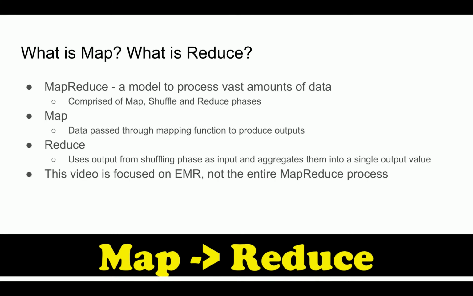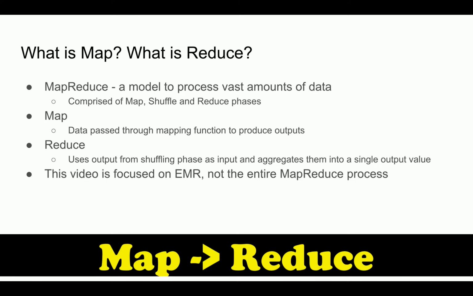Now, you may be unfamiliar with the term MapReduce or what MapReduce actually is, and this video isn't focused on the MapReduce process. It's more of a high-level overview of Amazon Elastic MapReduce, which is a service offered by Amazon Web Services. But just to give you a high-level overview of MapReduce, it's a model that EMR uses to process such vast amounts of data, and it's comprised of multiple phases, notably the map, shuffle, and reduce phase, but it gets its name from the map, which is the first phase, and reduce, which is the final phase.